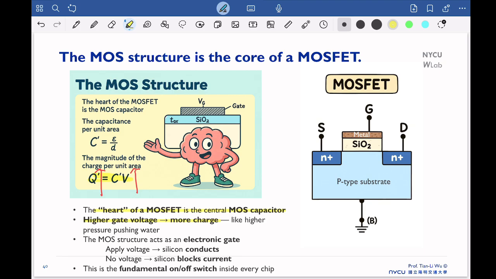So the MOS structure is just like an electronic gate. Then you can start to modulate our channel conductivity. If you apply more voltage, the bottom semiconductor material becomes conductive. If you apply no voltage, it becomes a material that can block current. That's why the MOS structure is the core part of the MOSFET.